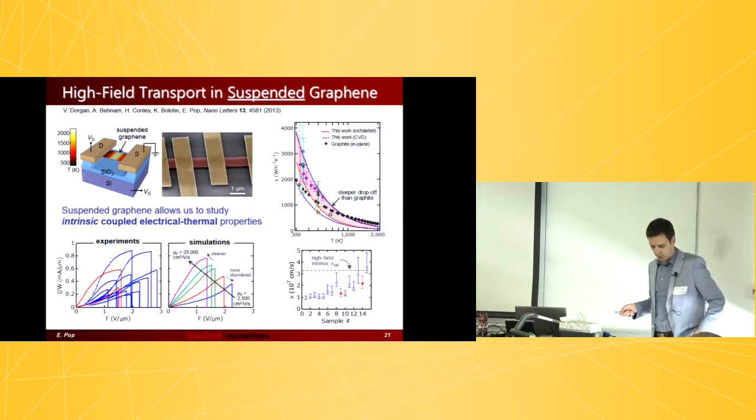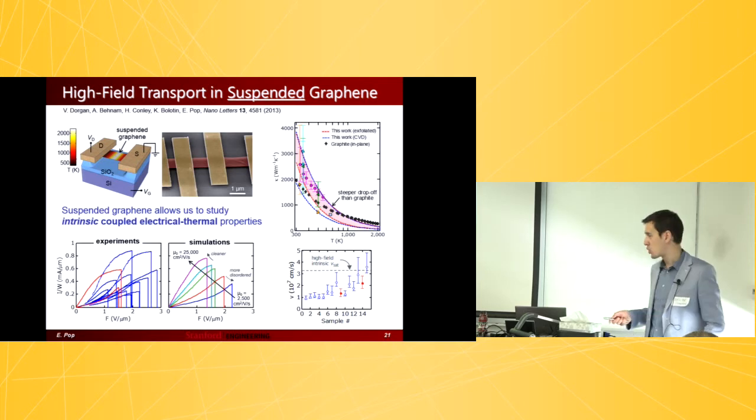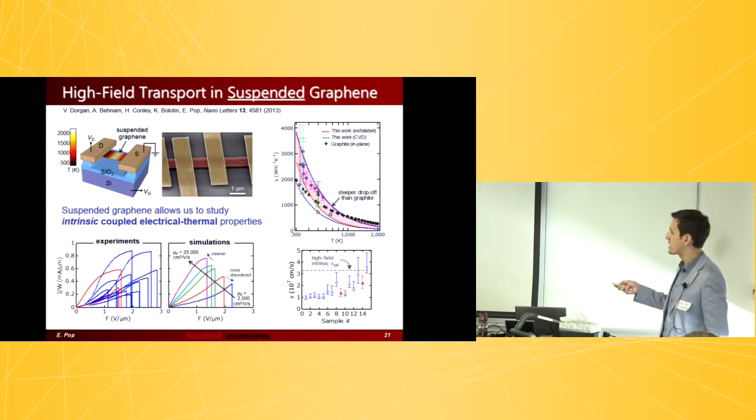This is actually a fairly longer story, but just to make it shorter, we took the same devices that we had earlier and we got rid of the substrate. I like this as an extreme case because by getting rid of the substrate, we said, look, this is going to allow us to study the intrinsically coupled electrical thermal properties. Right now, the heat cannot go into the substrate. Now it really can only go to the contacts. We have a simulator. Great. Let's compare experimental data for high field transport with simulations for high field transport.